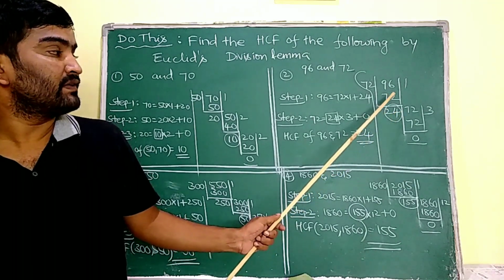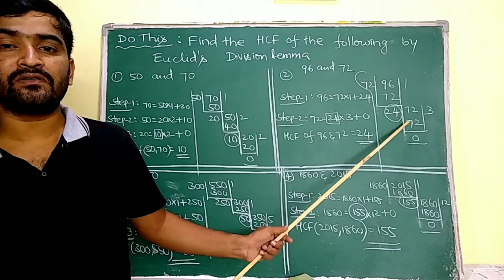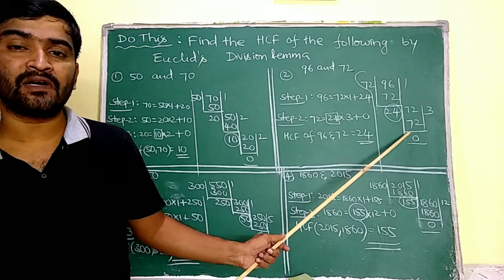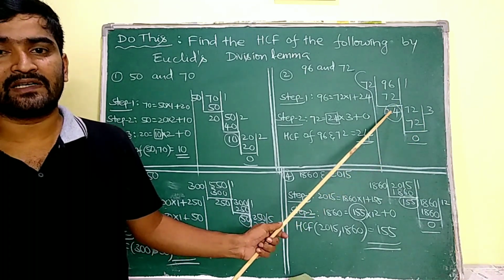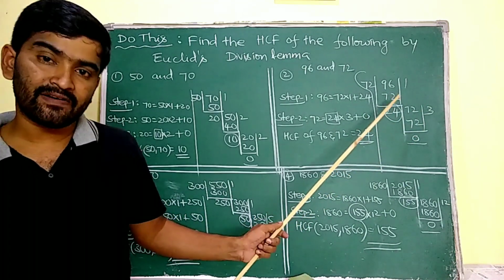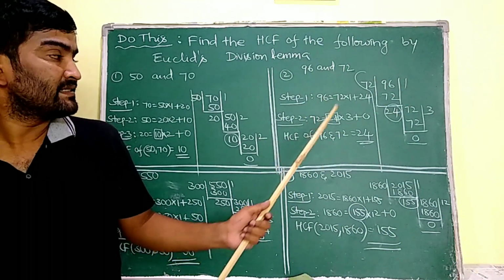So with this 24 I have to divide 72. 24 3s are 72, no. The remainder is 0 here. Understand? So in this division we obtain remainder 0. So here the divisor is 24. As the divisor is 24, that is the HCF of the given numbers 72 and 96.